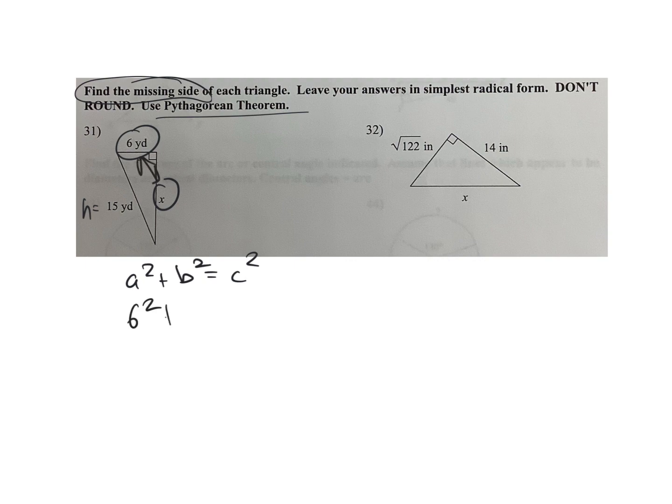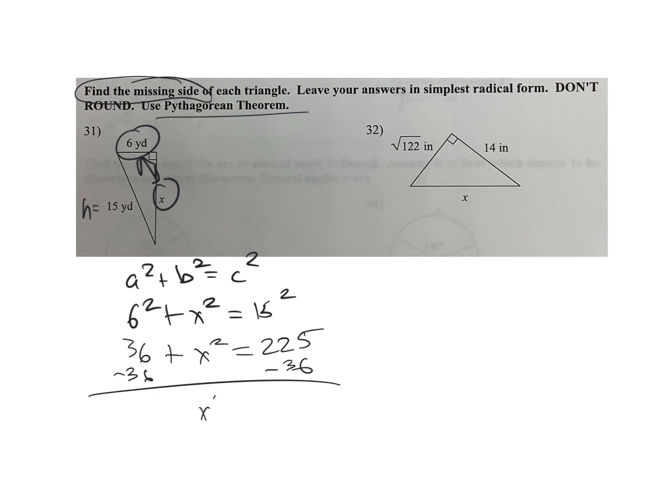So 6 squared plus x squared equals your hypotenuse squared. 36 plus x squared equals 225. Subtract 36. x squared equals 225 minus 36. On your calculator that is 189. So we take the square root of 189.